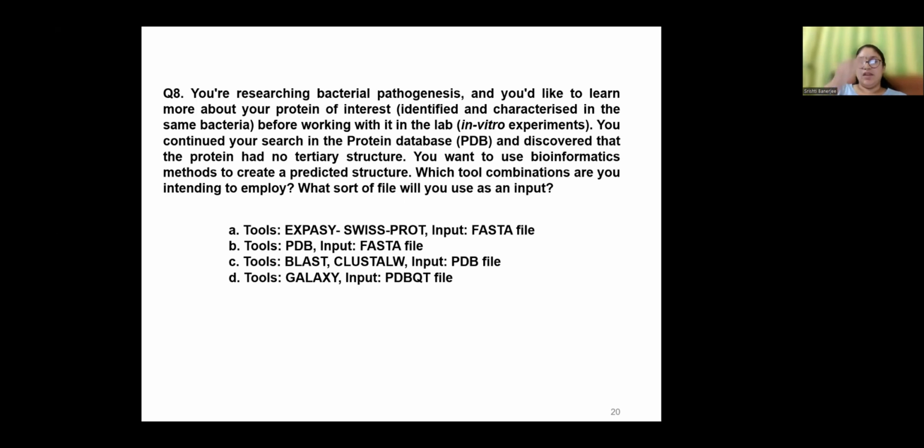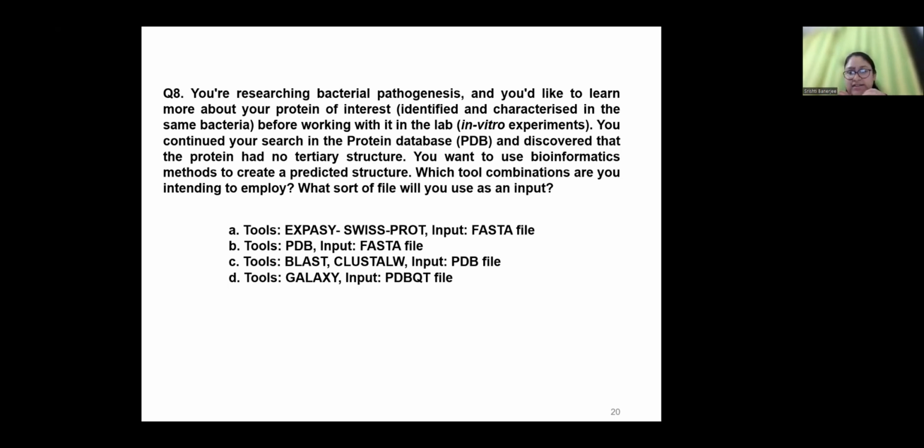Okay, only PDB, right? So, in bioinformatics, the beauty of it is whatever you can do experimentally, you can replicate it using informatics, right? So, suppose there's a particular protein structure, it has this many alpha helices and beta chains. You know these and you want to see them. So you can do that in PDB, right? And then you can see it in PyMol, I guess, if you know PDB. And so now here they're saying that the protein has no tertiary structure, right? You want to use bioinformatics methods to create a predicted structure.